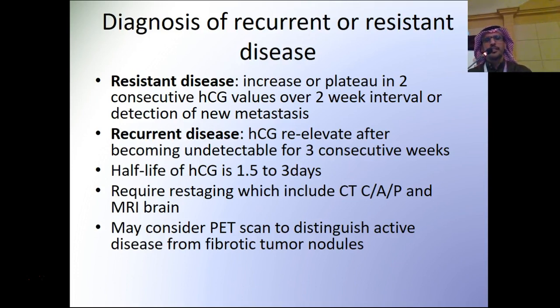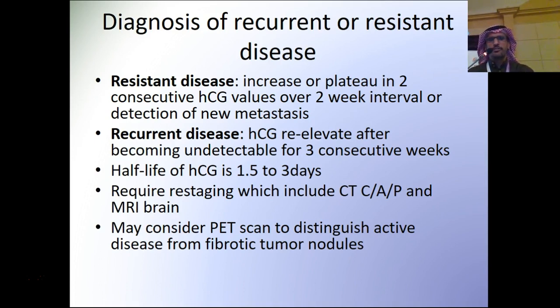So, the definition of resistant disease: if the patient is on treatment and there is an increase or plateau in 2 consecutive beta-HCG values over a 2-week interval, this means resistant, or if there is detection of new metastasis. Recurrent disease means that beta-HCG re-elevates after becoming undetectable for 3 consecutive weeks.